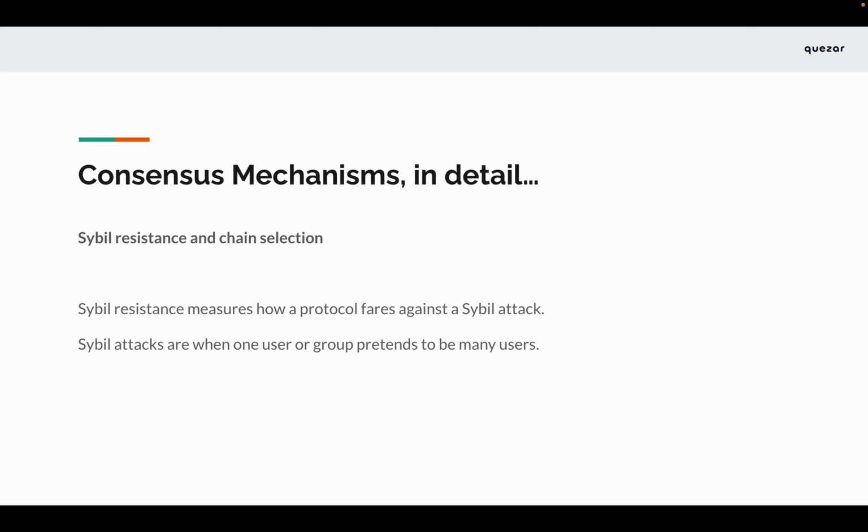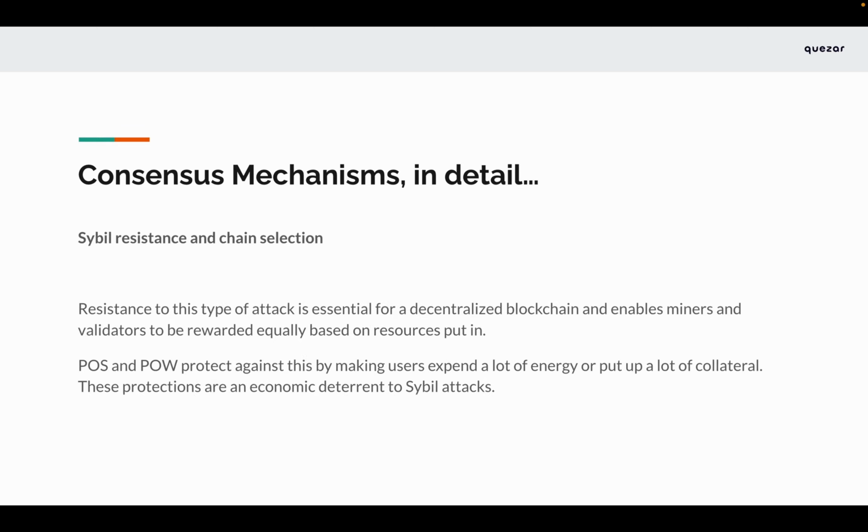Proof of stake and proof of work are Sybil resistance mechanisms, which basically measure how a protocol fares against a Sybil attack. Sybil attacks are when one user or group pretends to be many users. For example, if we have 10 nodes in our network and 6 of those 10 nodes are being operated by the same person, they have a chance of hacking the network. So this would be a Sybil attack, and Sybil resistance would be a measure of how the protocol would survive this attack. Resistance to these kinds of attacks is essential for a decentralized blockchain because it's a decentralized and distributed network that anybody can join.